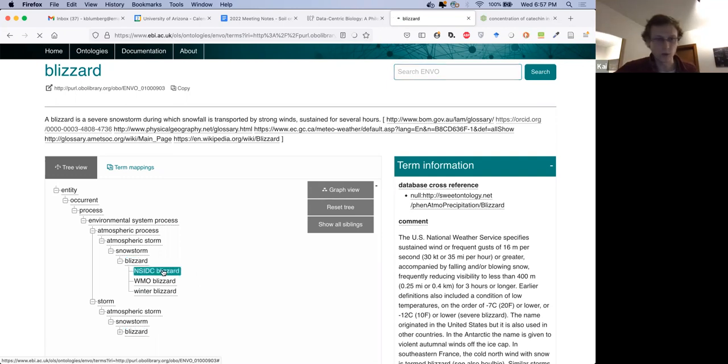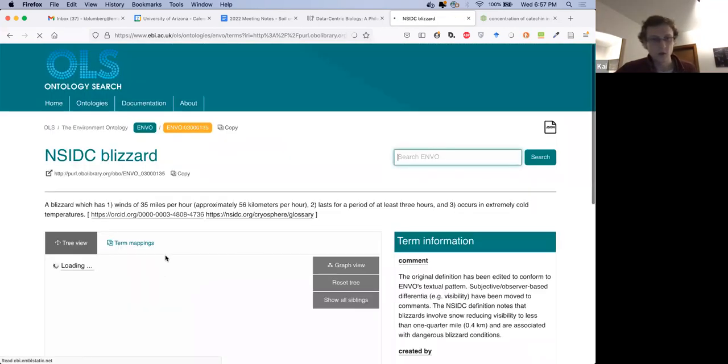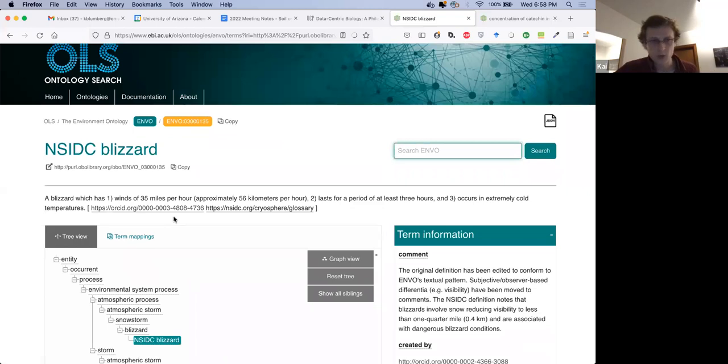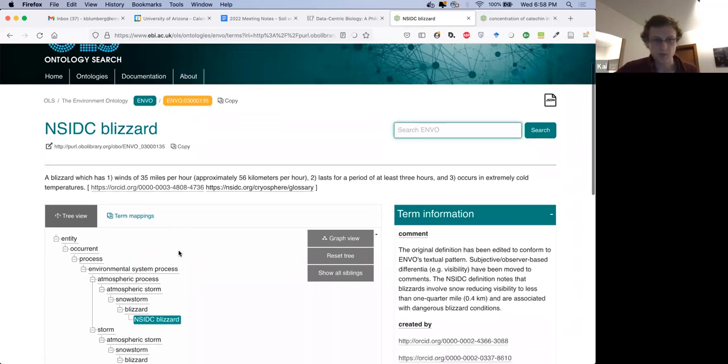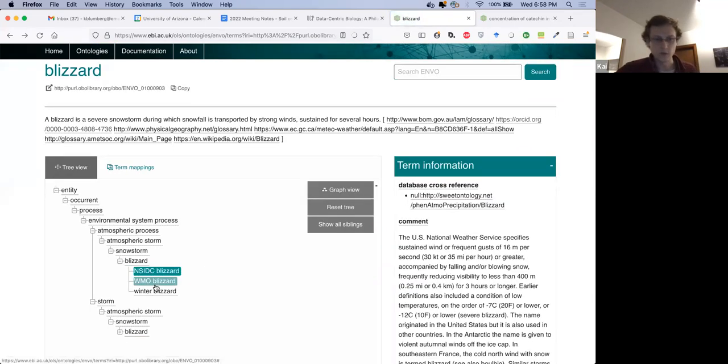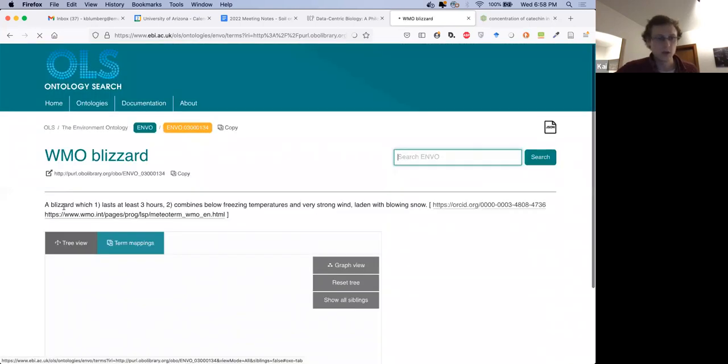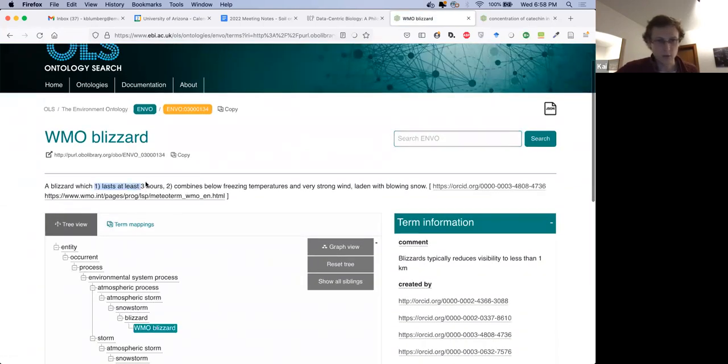So if we look at these one by one, you can see here we made the specific subtype of blizzard, which is the NSIDC blizzard, and their definition of blizzard is that it has winds that are 35 miles per hour, lasts for 3 hours, etc., occurs in extremely cold temperatures, and so on. Versus the WMO blizzard, which lasts at least 3 hours, combines below freezing, et cetera.